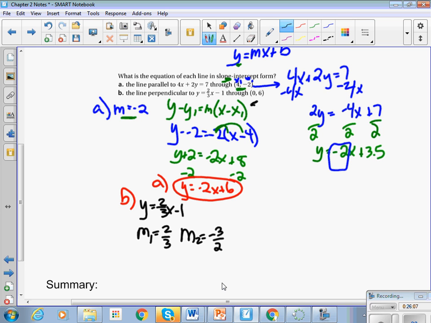So I'm then going to go back to my point slope, although I could use slope-intercept, but I'll do point slope so we can practice using that. So we got y minus, there's x1 is 0 and y1 is 6. I got y minus 6 equals slope times x minus 0. So simplify that down, y minus 6 equals negative 3/2 x, and I need it in slope-intercept form. I'm going to add the 6 to both sides.